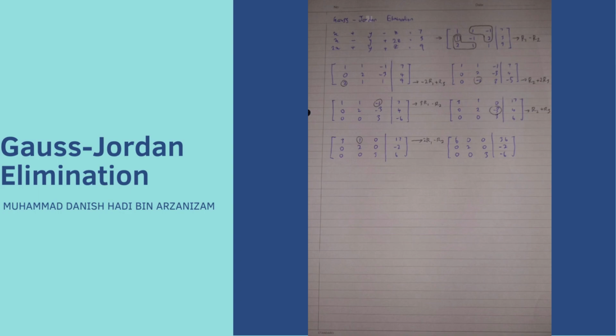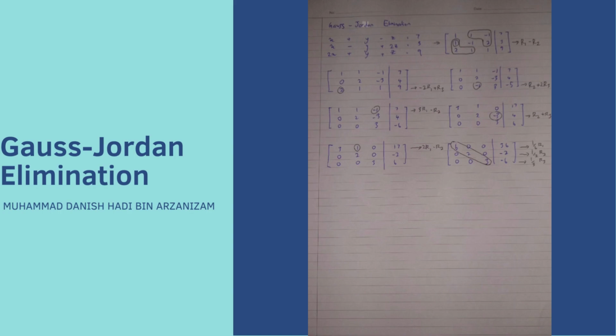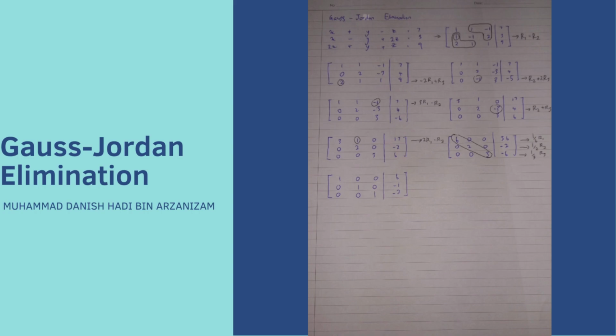After that, to put it in reduced row echelon form, we will need to make these three numbers to 1. So I will multiply the first row with 1/6, the second row with 1/2, and the third row with 1/3. So as the result, we will get this matrix form.